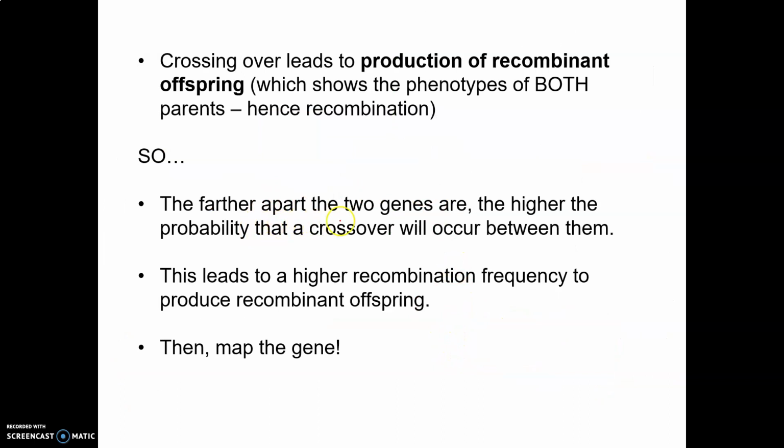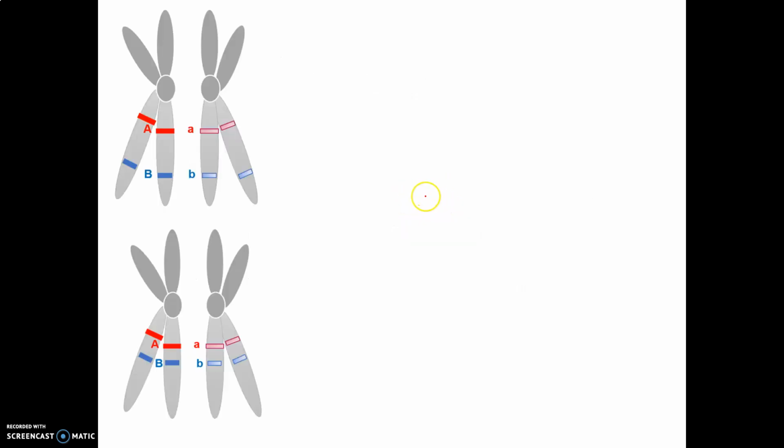Jadi, the further apart the two genes are, the higher the probability that a crossover will occur between them, leading to a higher recombination frequency, hence to produce recombinant offspring. Okey, itulah kaitan dia antara the number of recombinant offspring, kaitan juga dengan the distance between the two genes, and apa kaitan dia antara dua itu adalah the percentage for the successful crossing over.